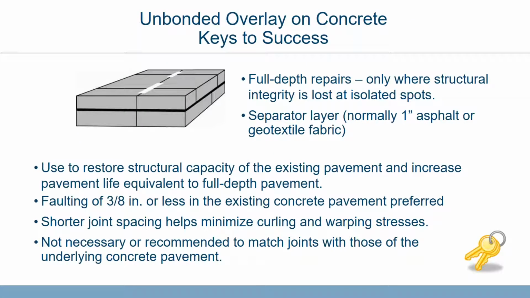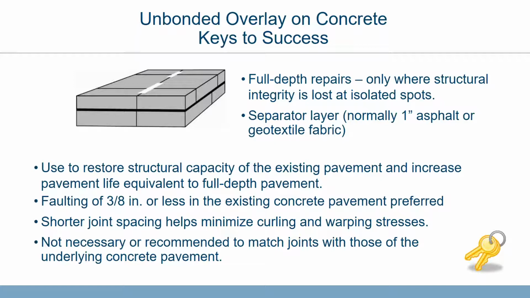What have we learned about unbonded overlays on concrete? Full depth repairs are important and should only be where structural integrity is lost at isolated spots. One needs to monitor that to some extent, because if you find that you have to do too much patching, it may not be the best approach for rehabilitation. The separator layer that Peter mentioned last week is normally 1-inch asphalt or geotextile fabric. The overlay is used to restore structural capacity of the existing pavement and increase the pavement life equivalent to full depth pavement.